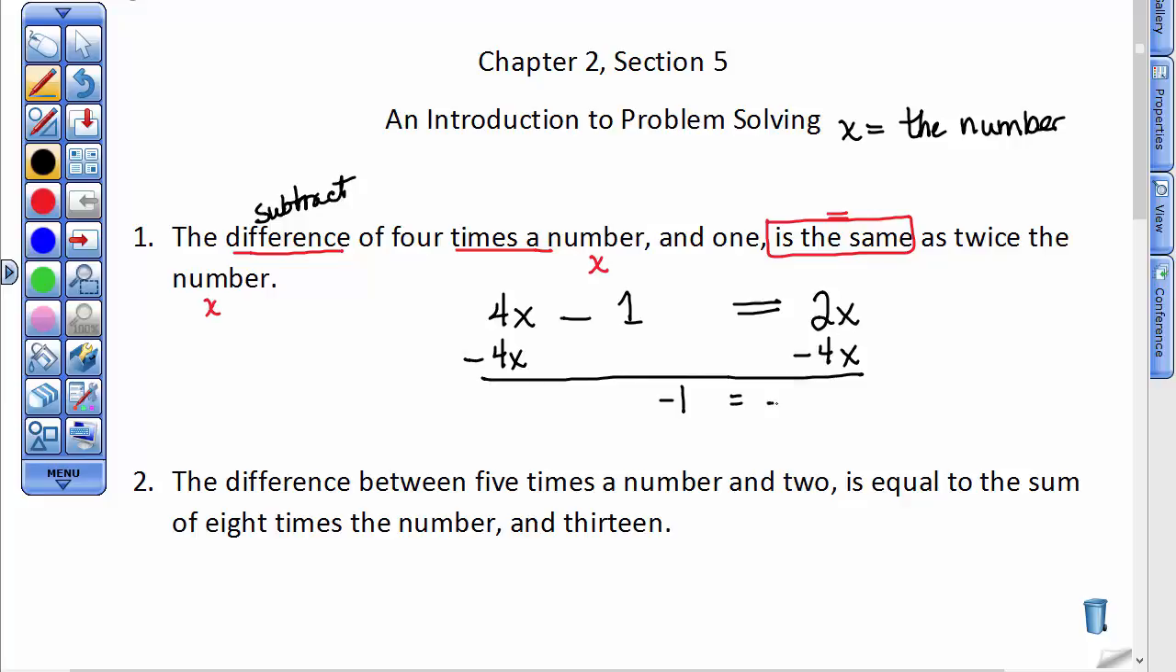2x minus 4x is a negative 2x. And now in order to solve for x, I'm going to divide both sides by a negative 2 in order to make this become a 1x. And then over here I'm just going to write that I have x is equal to a negative divided by a negative is a positive. So I'll write that answer as a positive 1/2.